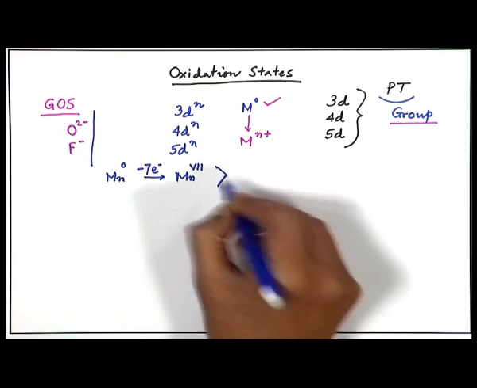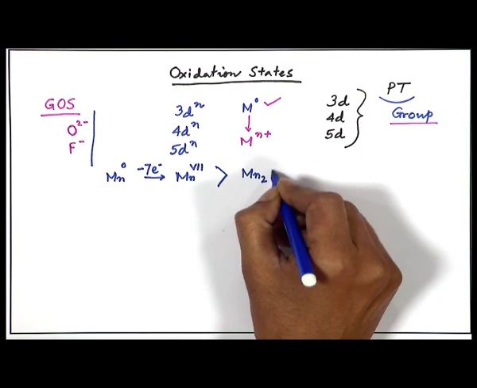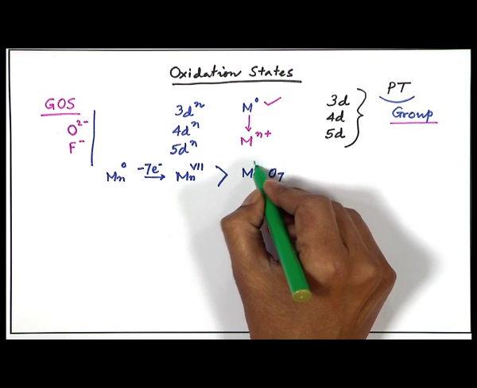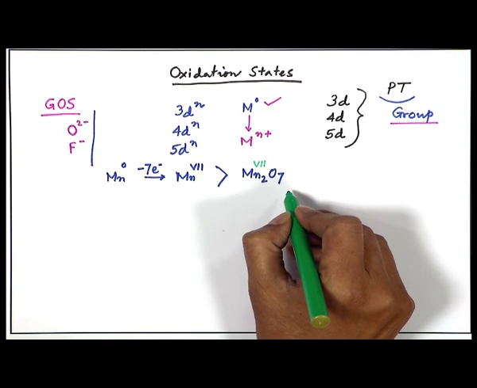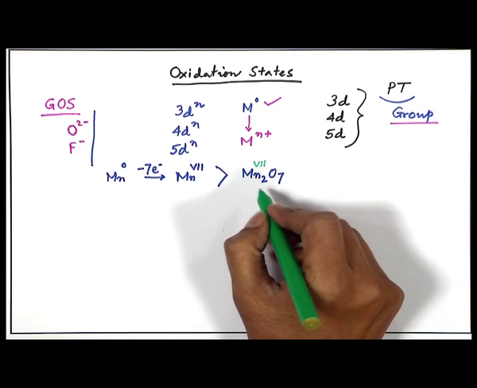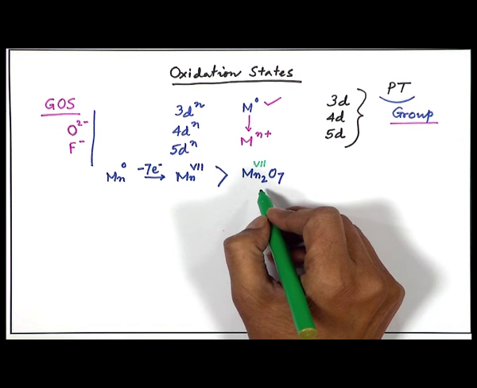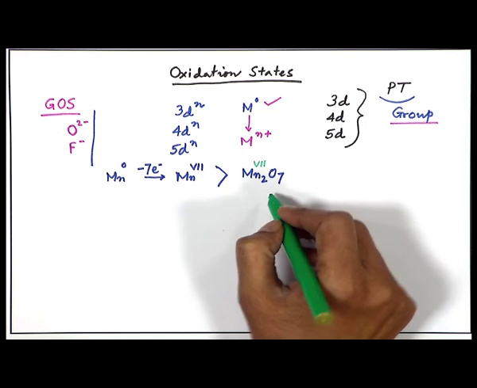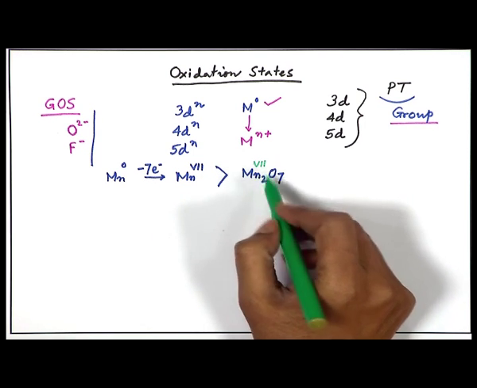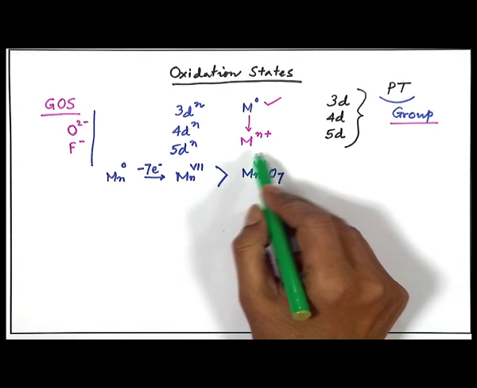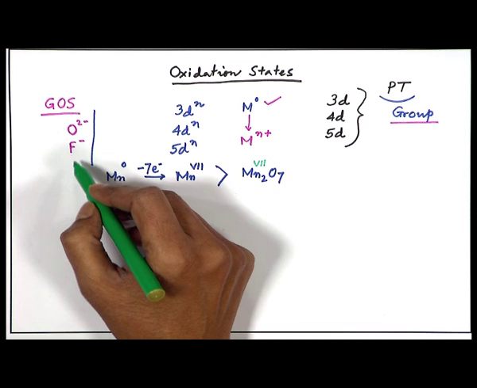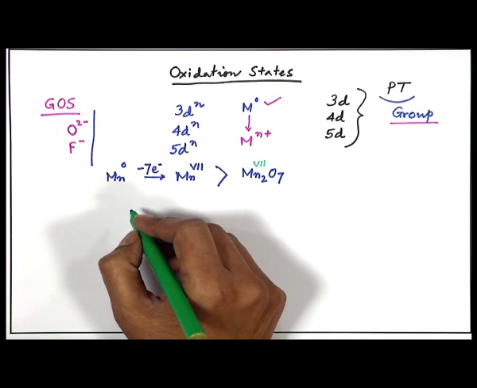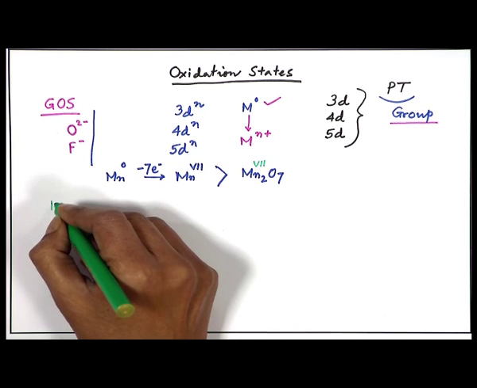That means, if we write Mn2O7, where manganese is present in the heptavalent state, this heptavalent state can be achieved in the presence of these oxides. So, this is the oxide compound of manganese, where manganese is present in the plus 7 oxidation state. Similarly, fluoride. So, these are very small groups and many of these small groups can be surrounded by this particular metal center. So, with these oxide and fluoride environments we can achieve the highest possible oxidation state, the group oxidation state. And these are basically related to the ionization energies we are discussing so far.